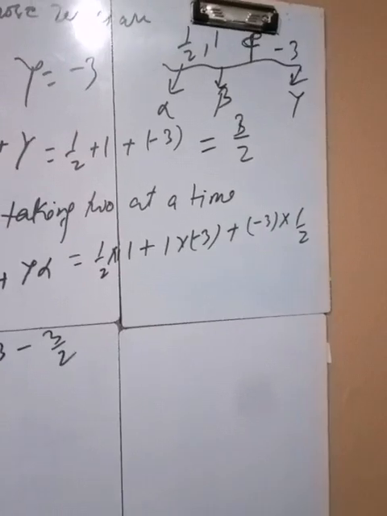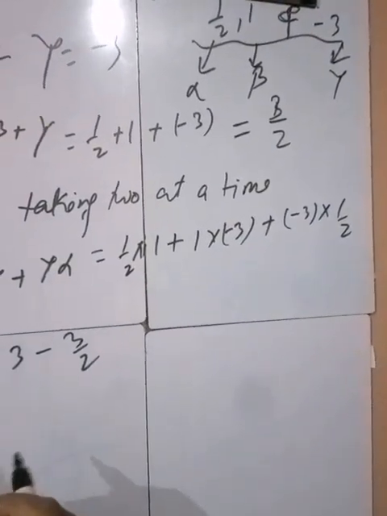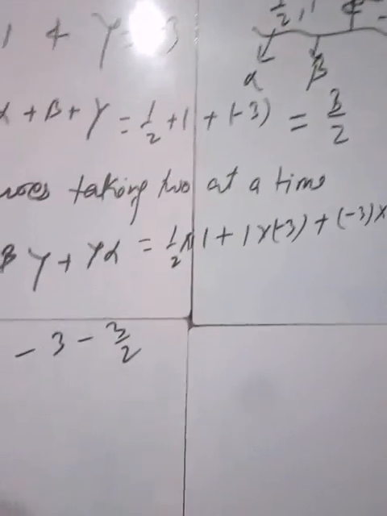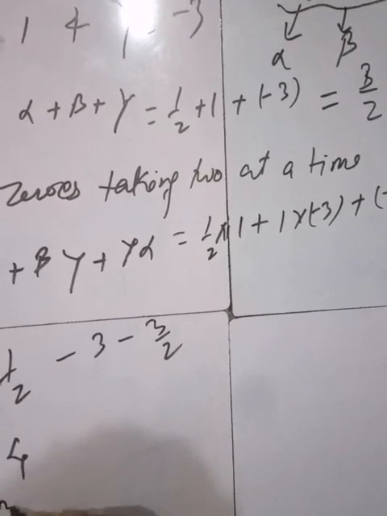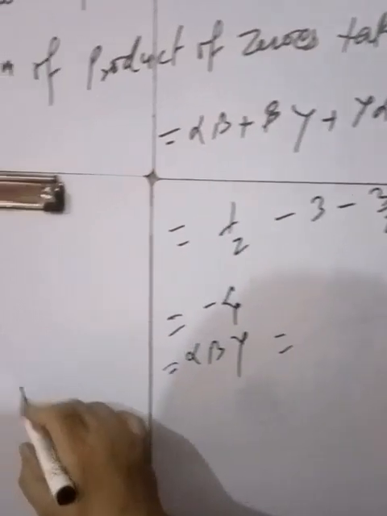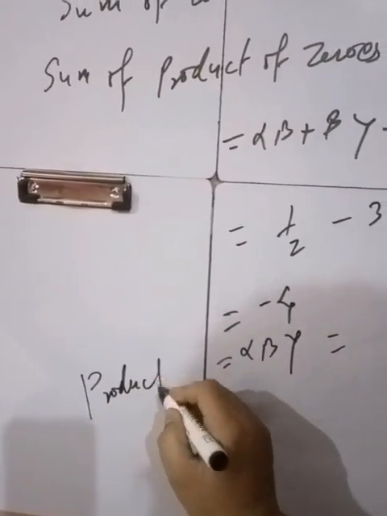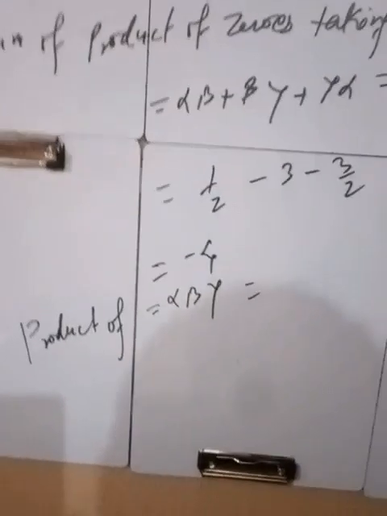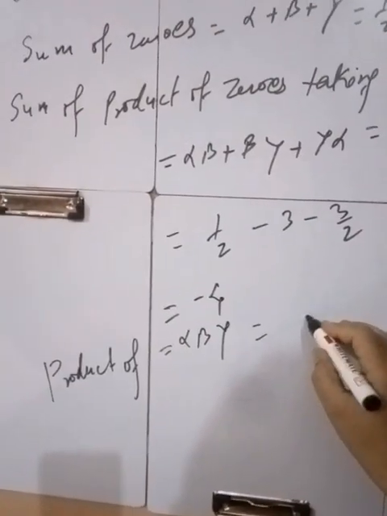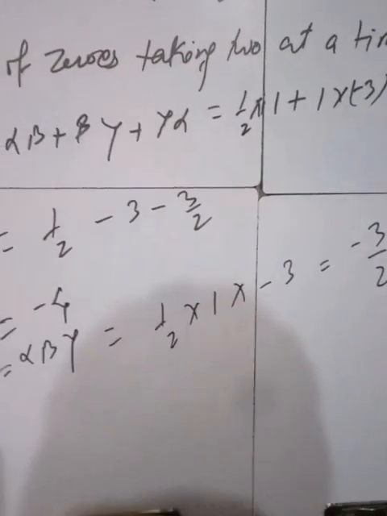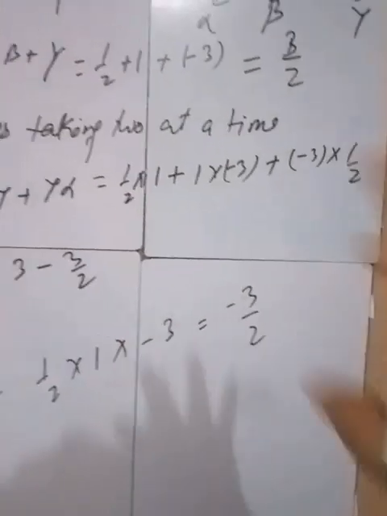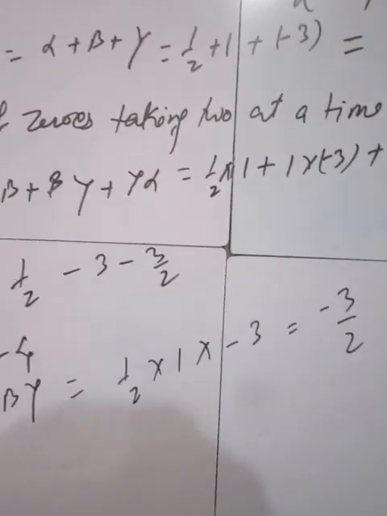Now we go for alpha, beta and gamma, the product of zeros. This will be 1 by 2 into 1 into minus 3. So this becomes minus 3 by 2. Any confusion till here? If there is any confusion, you must ask.